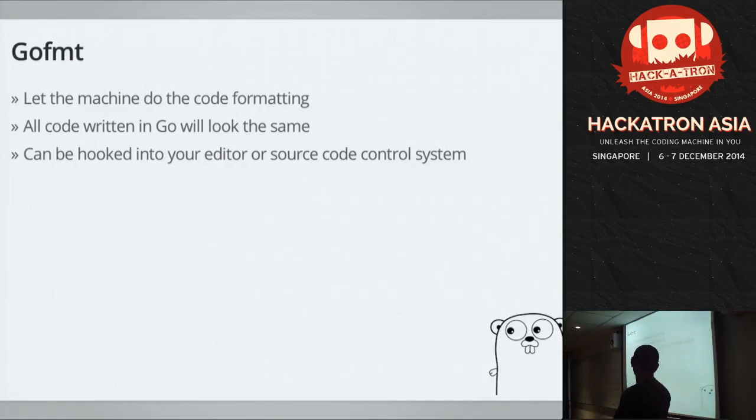So Go has a built-in formatting tool, which does the formatting. When you click save in your editor, it will format your code for you. If you enable this option, Go format, it will format your code. Anyone who has this enabled will have the same formatting for their code. If you go through all the open source projects or even internal projects, if they use Go format, all the code looks the same. So that's the beauty of it.